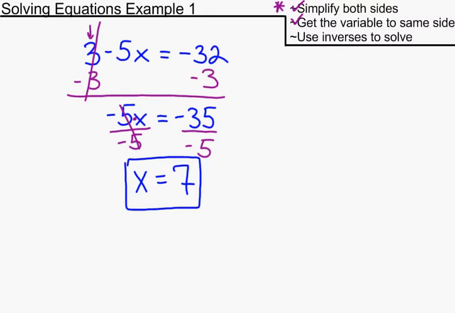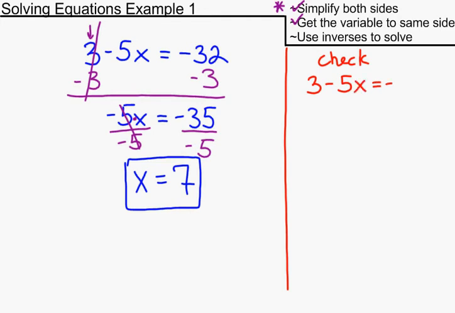Now, how do I know that I'm correct? Well, if I check my answer, I take the positive 7, and I'm going to substitute him back in to my original, which was 3 minus 5x is negative 32. So I'm going to swap out that x for a 7 and see if he makes both sides the same. So I get 3 minus 5 times 7. And now I'm checking to see, does it equal negative 32?